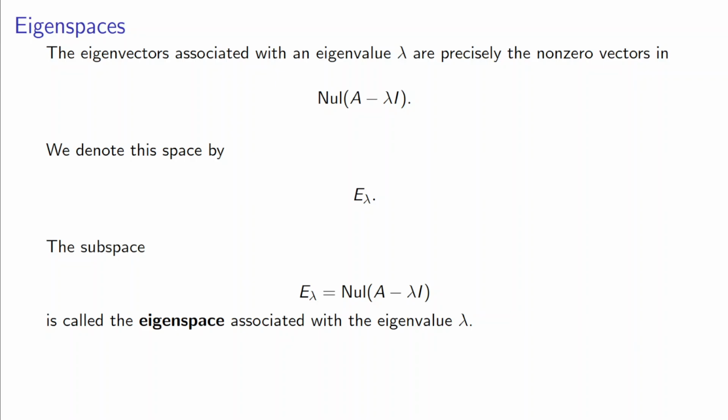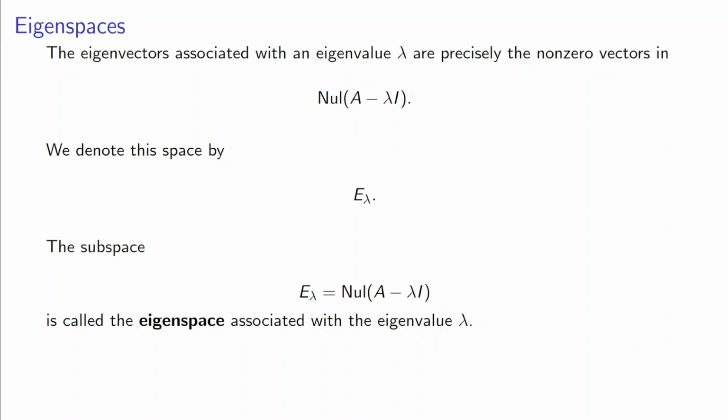So on to eigenspaces. The eigenvectors associated with an eigenvalue lambda are precisely the non-zero vectors in the null space of A minus lambda I. Again, really just restating this idea of a null space being the solutions to that specific homogeneous equation. We denote this space by E sub lambda, the eigenspace, and it is a subspace of R^n if A is an n by n matrix. And again, it's the null space of A minus lambda I. We call this the eigenspace associated with the eigenvalue lambda.